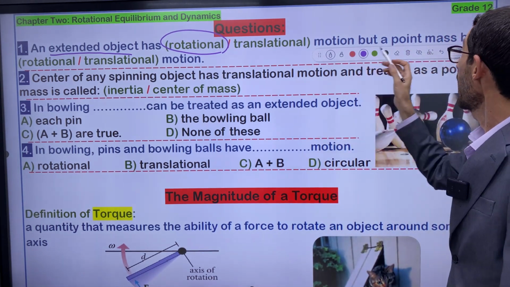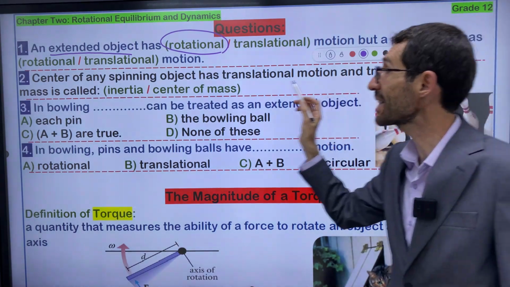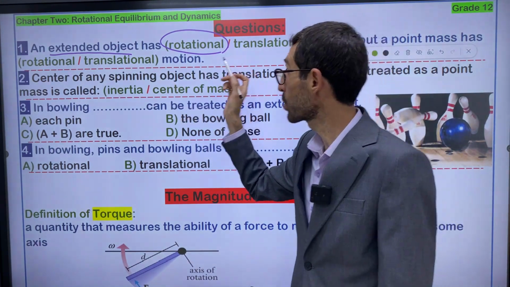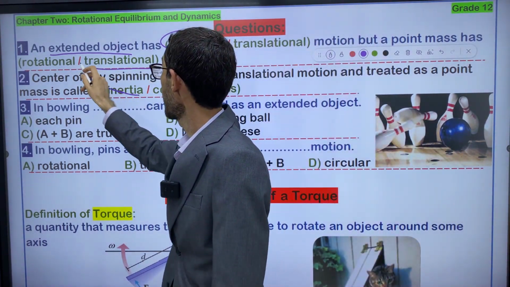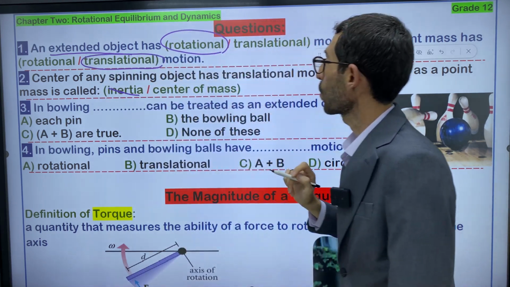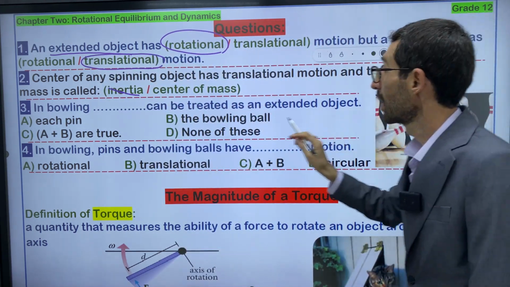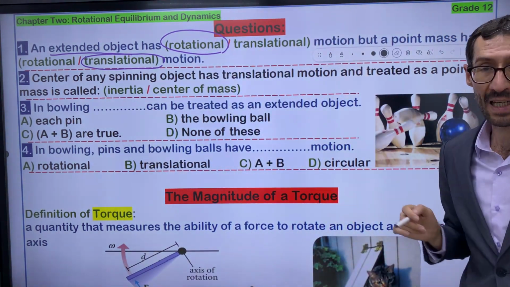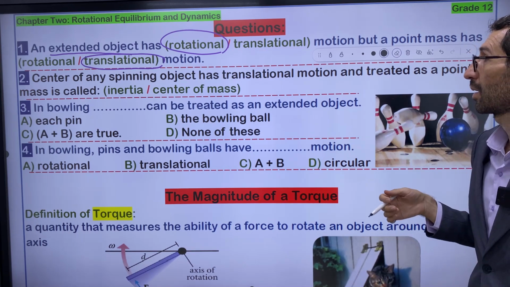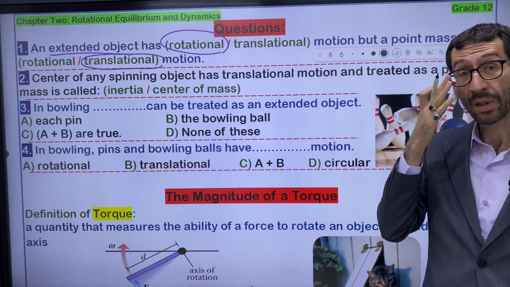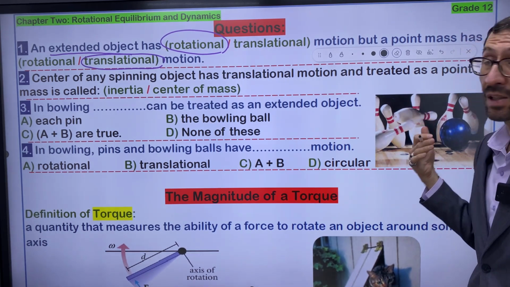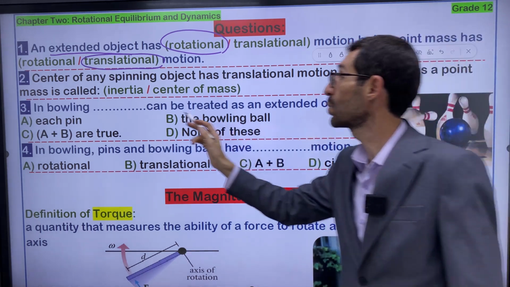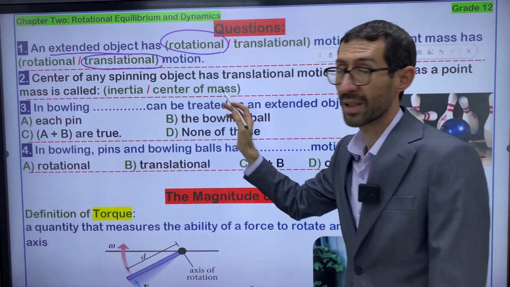But a point mass has translational or rotational? Which one? Guess the answer. I'm sure you know the answer. It has translational motion, right? So I can say a point mass has translational motion, but an extended object is rotated. They have rotational motion.